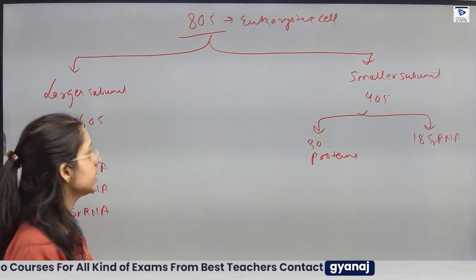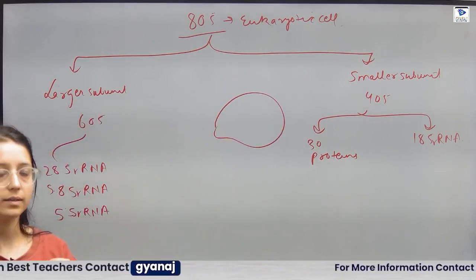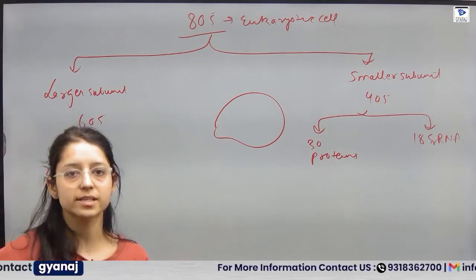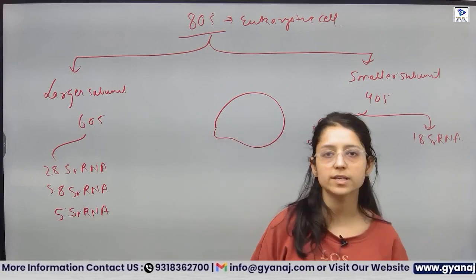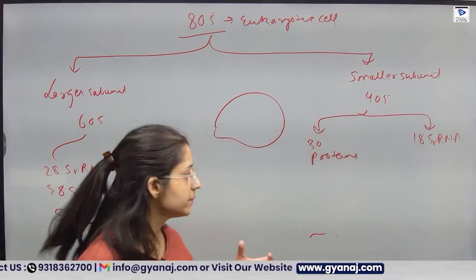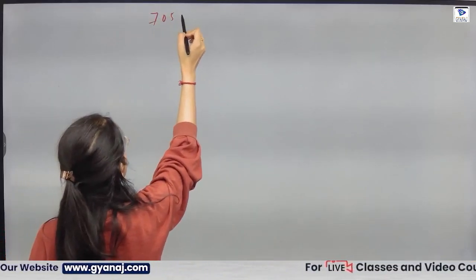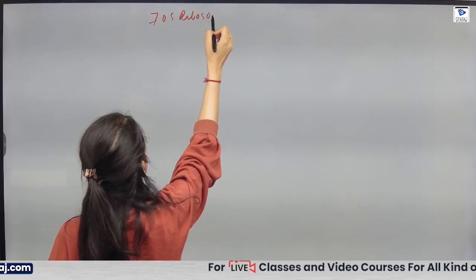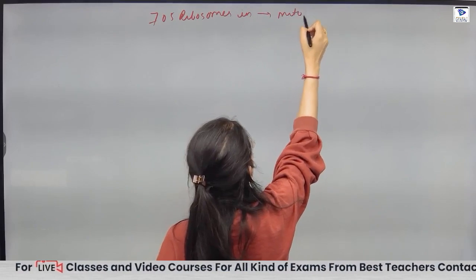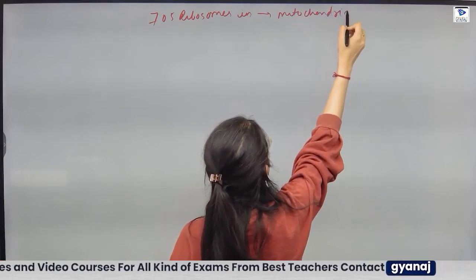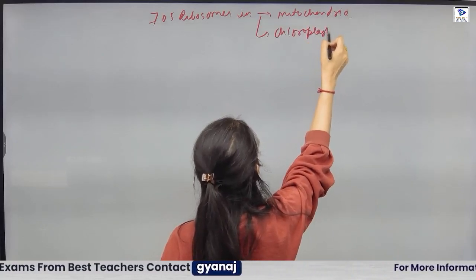And the larger subunit is dome shaped. It contains the channels that play a very important role during translation, that is the formation of proteins. So in the prokaryotic cell we have the 70S ribosomes. How much? 70S ribosomes, also in mitochondria and chloroplast.